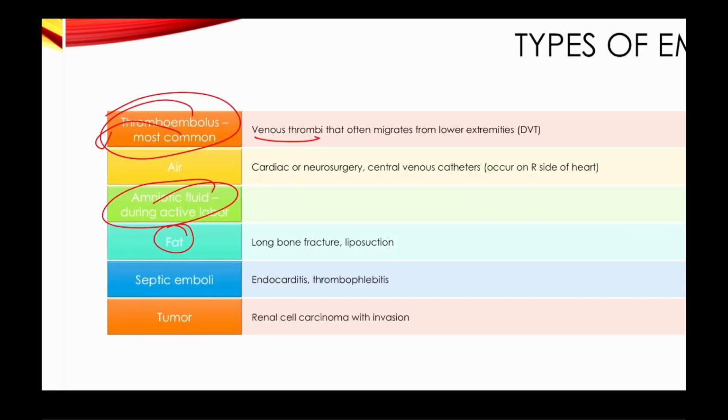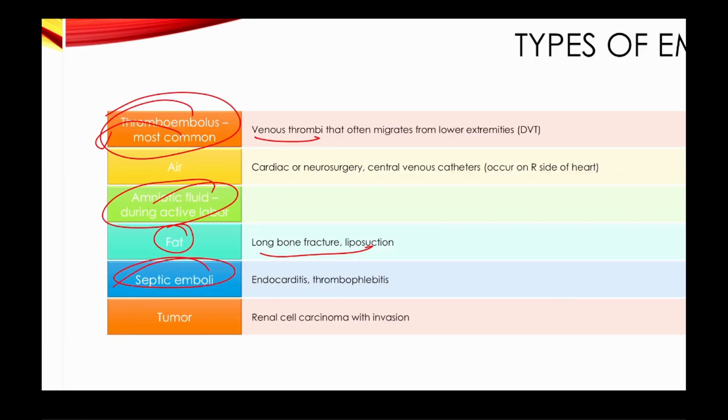Fat embolism occurs usually with long bone fractures or liposuction. If you're doing liposuction and you are in a vessel and the fat gets sucked into the vessel, that big glob is a clot and will go anywhere in the body and hits a small vessel, it clots it up.